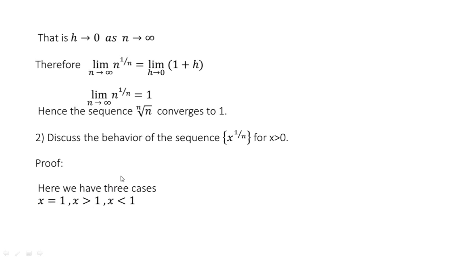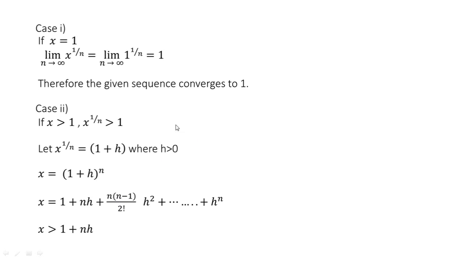Let me have the first case, when x is equal to 1. When x is equal to 1, definitely the limit of our sequence, x to the power of 1 by n, as n tends to infinity, is equal to the limit of 1 to the power of 1 by n. Now give the limit value: as n tends to infinity, 1 by infinity is 0, but 1 to the power of 0 is 1. Since this sequence has a unique finite value, this sequence x to the power of 1 by n converges to 1. So when x is equal to 1, our sequence converges to 1.